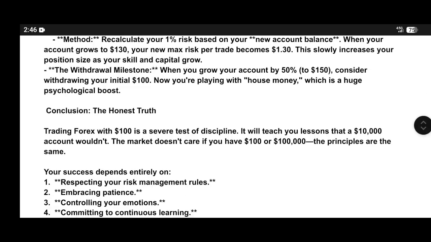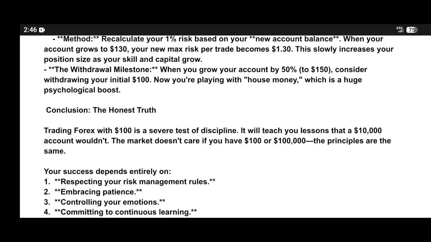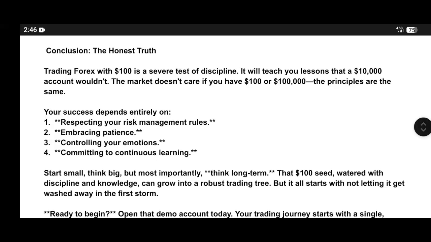In conclusion, this is the honest truth. Trading forex with $100 is a severe test of discipline. It will teach you lessons that a $10,000 account wouldn't. The market doesn't care if you have $100 or $100,000. The principles are the same. Your success depends entirely on number 1, respecting your risk management rules. Number 2, embracing patience. Number 3, controlling your emotions. Number 4, committing to continuous learning.